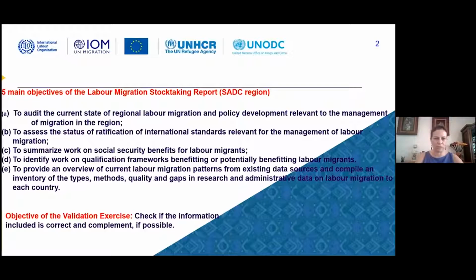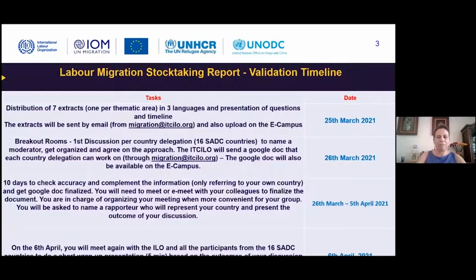So the objective of this validation exercise is to check together with you if the information included is correct, and if possible, to complement it. But this is, of course, depending on the time that you can spend on this exercise. Okay, so let's go to the next slide.